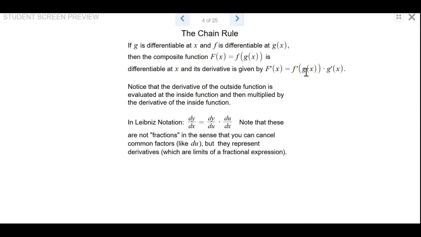So here is the official statement of the chain rule. And notice there's two different notations given. There's prime notation with the inside function g and the outside function lowercase f, and then the Leibniz notation. And these aren't really fractions per se, or else we'd be canceling du, but they're limits of fractions. So they're similar, but each of these things on their own can't be canceled like the du's.